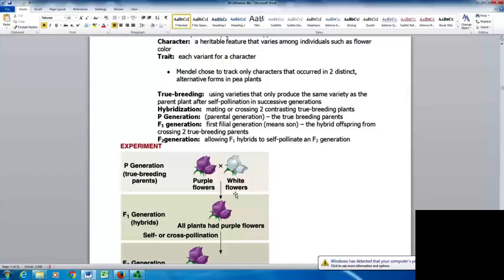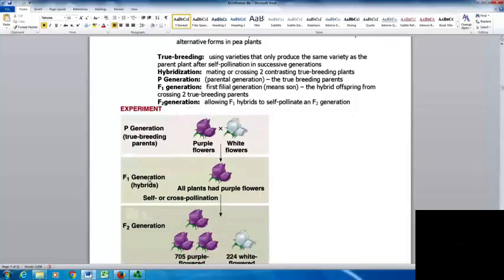With hybridization, you have a mating or a crossing of two contrasting true breeding plants. That would be mating the purple flowers to the white flowers. Your P generation is the parental generation. This would be the two true breeding plants. In the F1 generation, which is your first filial generation, filial just means son, the hybrid offspring would be the result of crossing two true breeding parents. And in this case, all of them had purple flowers.